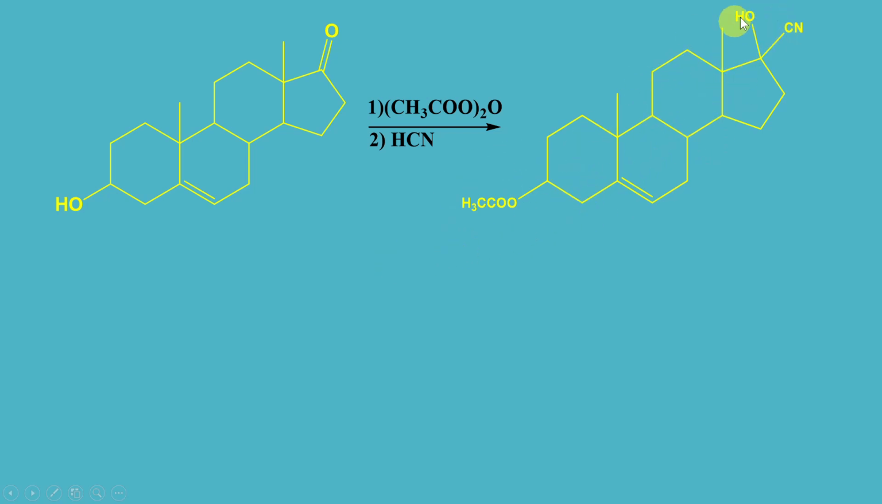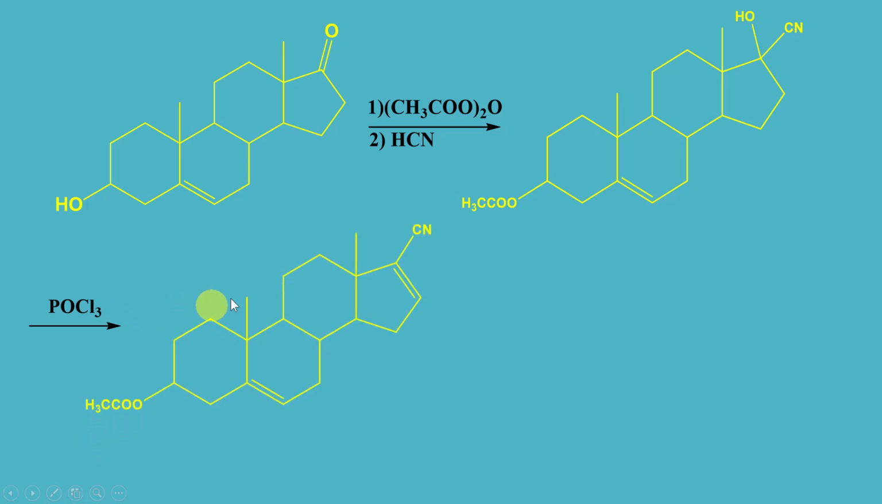Then this cyanohydrin is treated with phosphorus oxychloride, a dehydrating agent. It dehydrates the cyanohydrin, thereby this OH group and the hydrogen atom from this carbon atom are eliminated as a water molecule to form the unsaturated molecule. Here a new carbon-carbon double bond is formed between these two carbon atoms by the dehydration of the cyanohydrin with the phosphorus oxychloride. You can see the structure of this molecule. Here a new carbon-carbon double bond is formed.